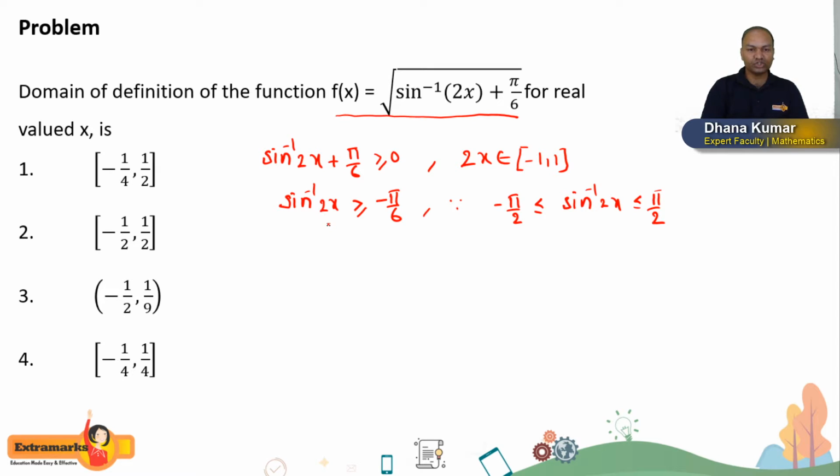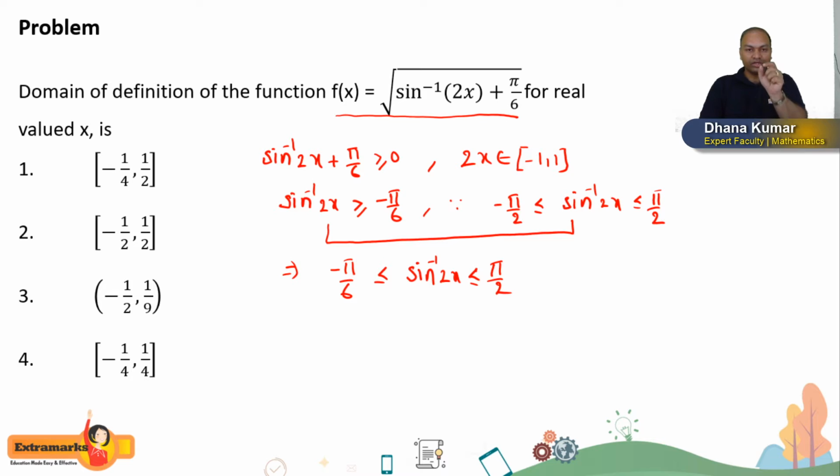Now in these two, observe the common area. That common area is minus pi by 6 less than or equal to sine inverse 2x, which is less than or equal to up to pi by 2 only. Understood? In inverse trigonometry problems, this range and domain part is very important. If you simply write sine inverse 2x greater than or equal to minus pi by 6, so minus pi by 6 to infinity, then you can get a wrong answer only.